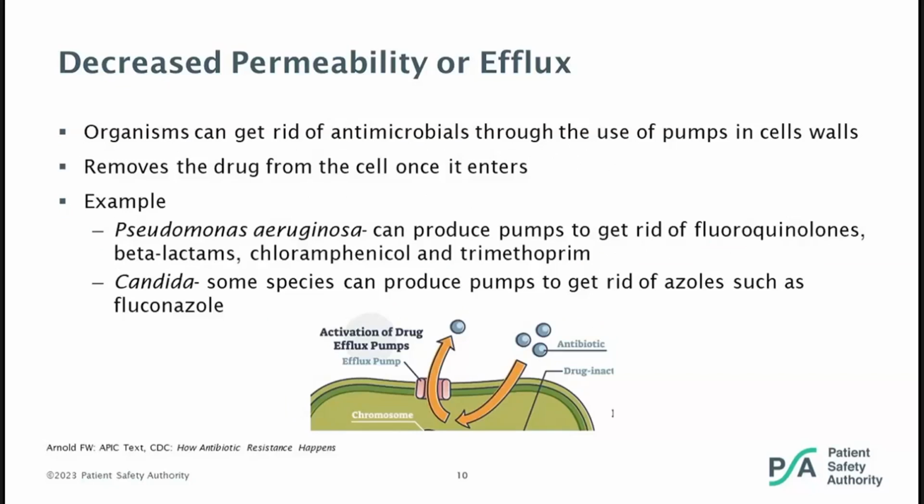Organisms can also use decreased permeability or efflux. In this mechanism, the bacteria are able to get rid of the antimicrobial through pumps in its cell wall. This removes the drug from the cell once it enters. Examples of this are seen in Pseudomonas aeruginosa, which can produce pumps to get rid of fluoroquinolones, beta-lactams, chloramphenicol, and trimethoprim. In addition, some species of Candida can produce pumps to get rid of azoles, such as fluconazole.